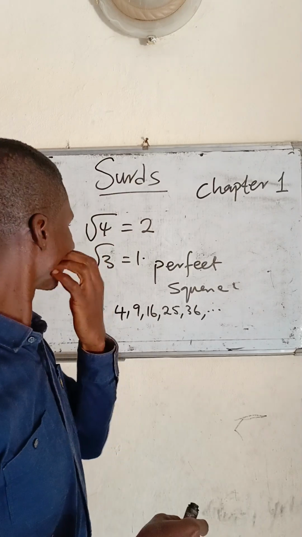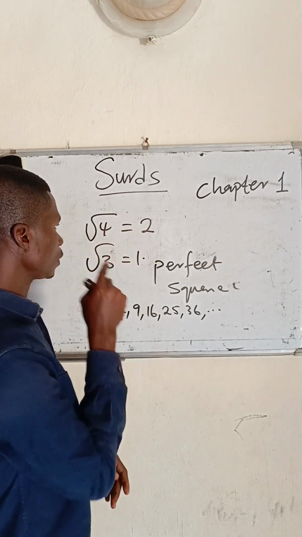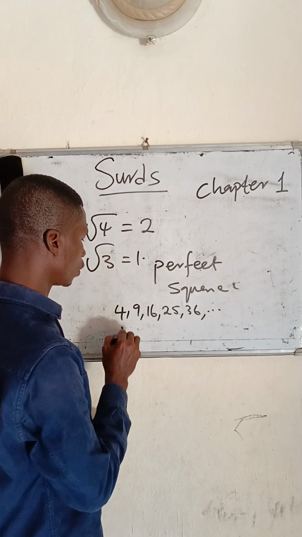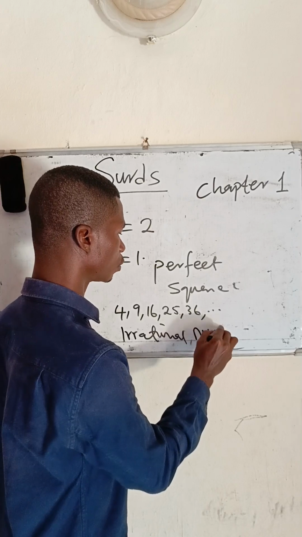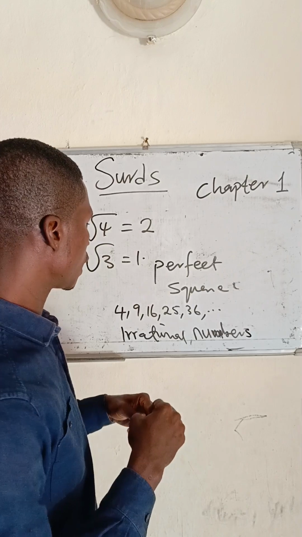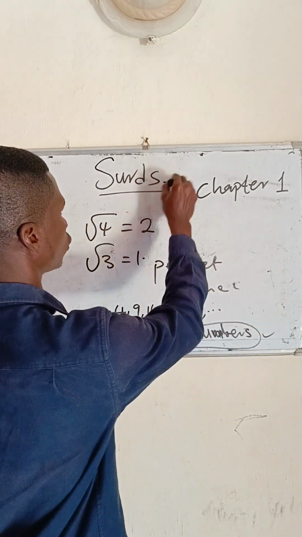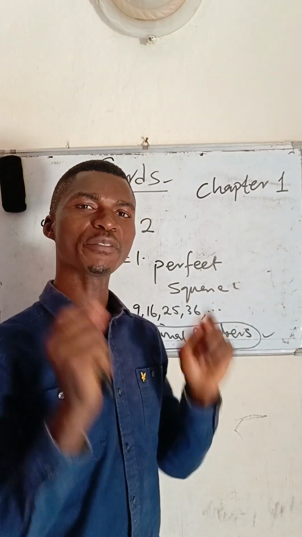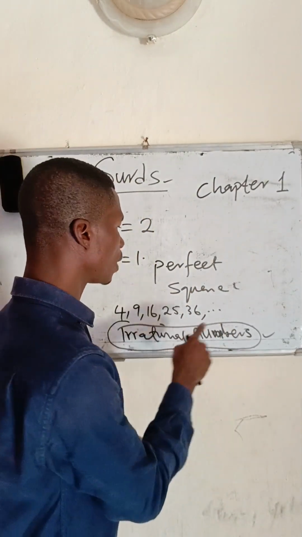or an exact number. But what about this now? You're not going to have an exact number, or let me say it is not a perfect square. Are you seeing it now? So these numbers are called irrational numbers. Please take note. These irrational numbers are called surds. So this is the first introduction that you have to understand in this topic, surd. The irrational numbers are called surds.